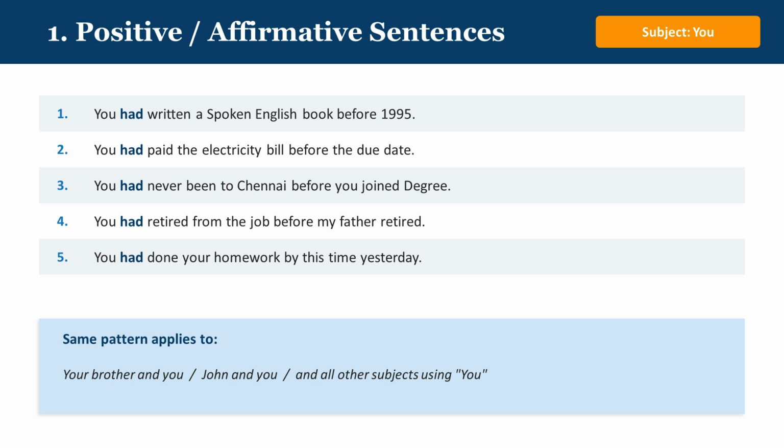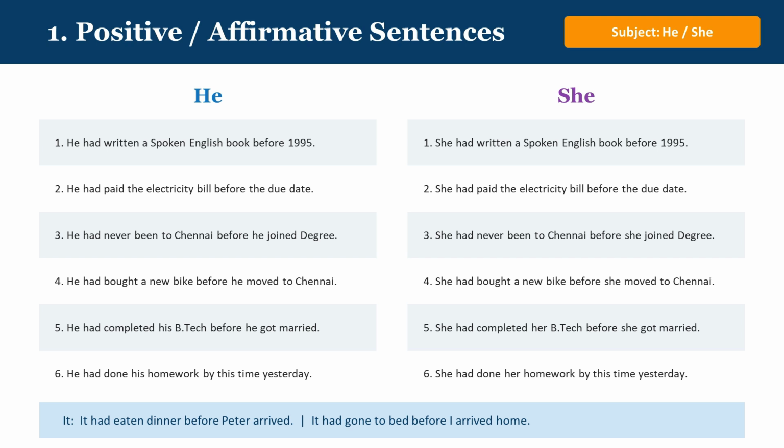As you can see, the structure remains exactly the same. The subject changes, but the helping verb had and the past participle do not change. This same pattern also applies when the subject is your brother and you, or John and you, and so on. Now let us see how the past perfect tense works with he and she.